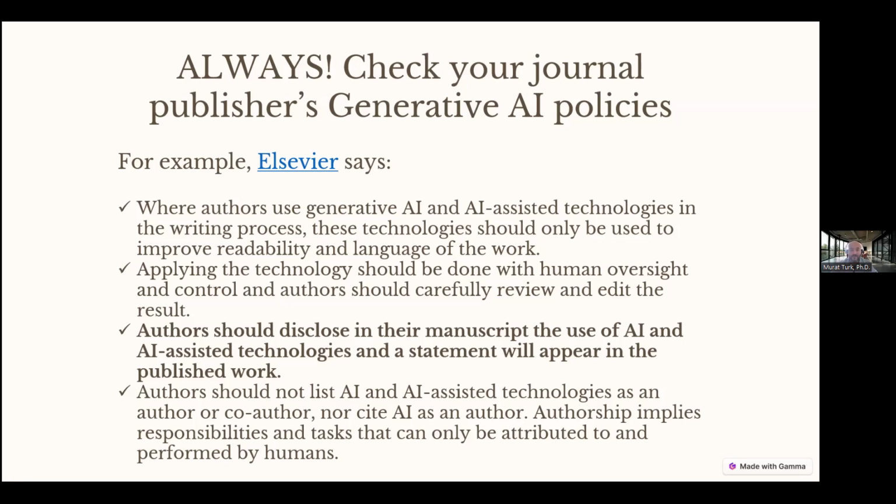And authors should not list AI and AI-assisted technologies as an author or co-author, which happened in the past. Some people used ChatGPT, for example, as an author or co-author, which is wrong. That's why they added a reminder like this. So, nor cite AI as an author. Authorship implies responsibilities and tasks that can only be attributed to and performed by humans.